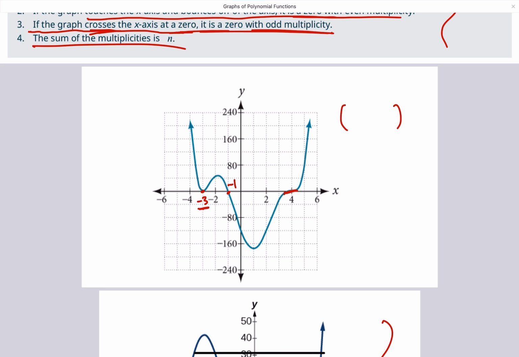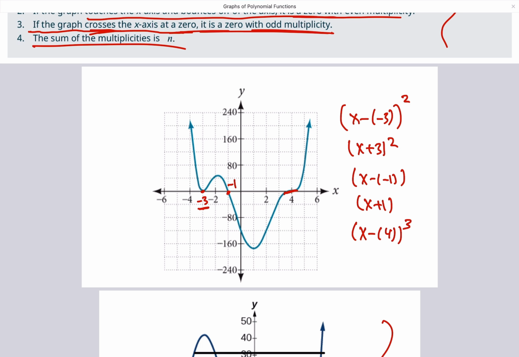You open parentheses. It doesn't matter whether it bounces, it crosses, it touches, whatever it is. You always write down x minus. Now -3, you write that down as well. You do the parentheses, you don't forget that. And since it's touching, you do squared, so it's x plus 3 squared. Now what about -1? It's passing through -1, so x minus -1 is simply x plus 1. You could tell it's linear at -1. Now with 4, it's x minus 4.